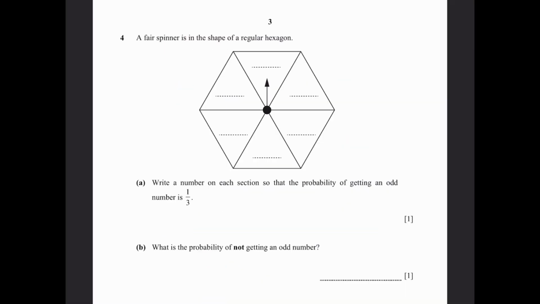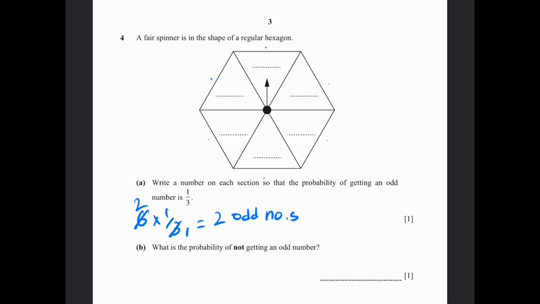Question number 4. A fair spinner is in the shape of a regular hexagon. A. Write a number on each section so that the probability of getting an odd number is 1 by 3. How many? There's 1, 2, 3, 4, 5, 6 sides in the hexagon. So out of 6, you need how many to be an odd number? So that'll be 6 into 1 by 3, which is 2 odd numbers.